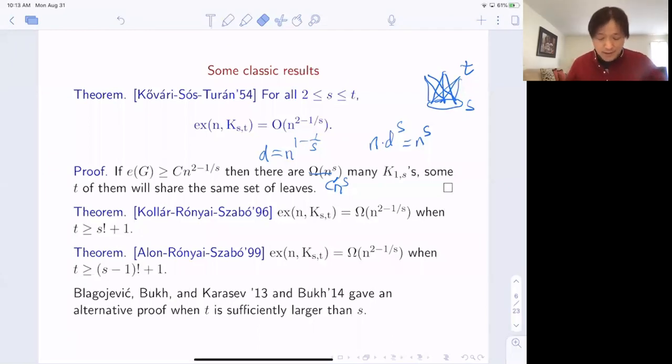Relatively recently, Blagojević, Bukh and Karasev, and Bukh give an alternative proof of this fact when t is sufficiently larger than s. Now, the significance of their argument is that their t is not that optimal, but the significance is that it actually introduced a new method which later extends to a much more general lower bound for a much larger family of graphs.